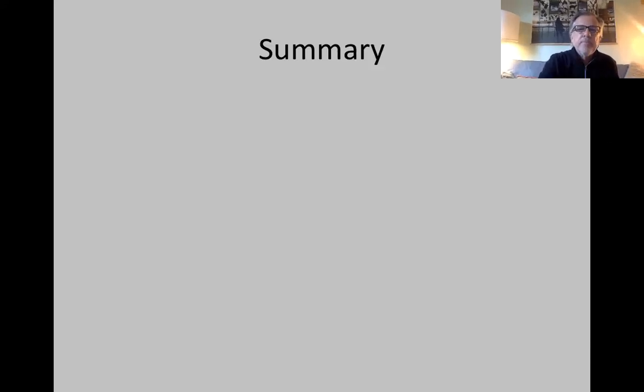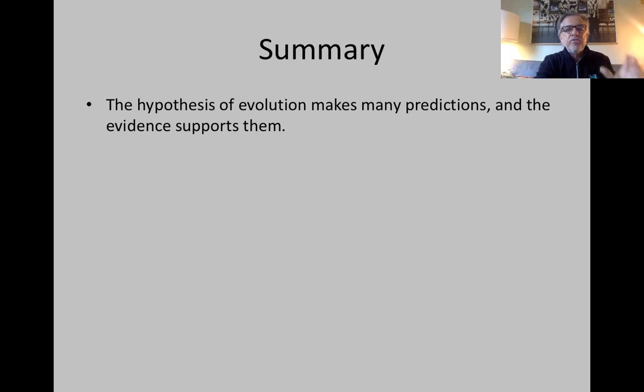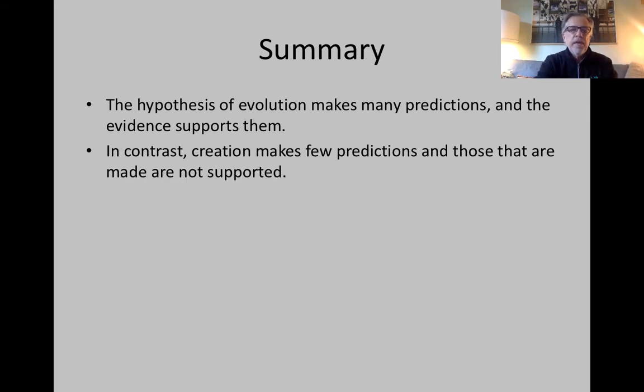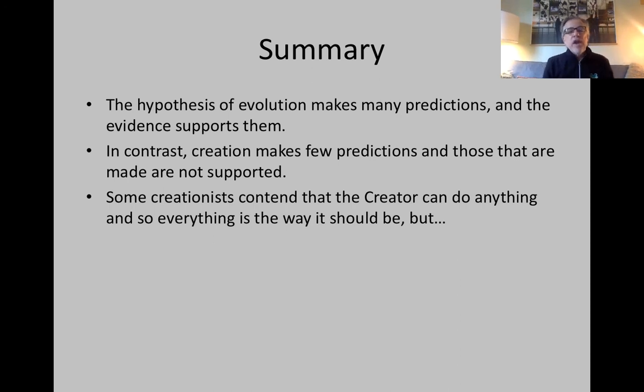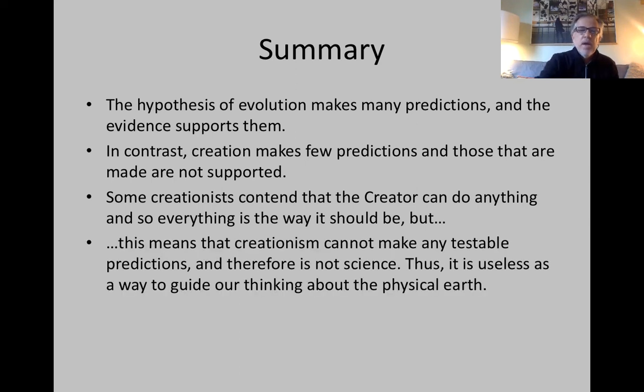So our summary is the hypothesis of evolution makes many predictions, and the evidence supports them. In contrast, creationism doesn't make a prediction in many cases, and when it does, those are not supported. Some creationists contend that the creator can do anything, and so everything is the way it should be, but that means that creationism cannot make testable hypotheses, and therefore is not science. Thus, it is useless as a way to guide our thinking about the physical earth.